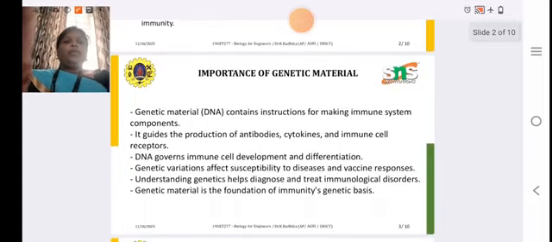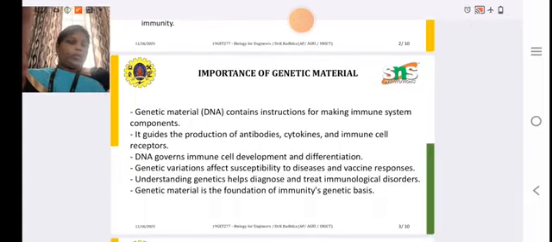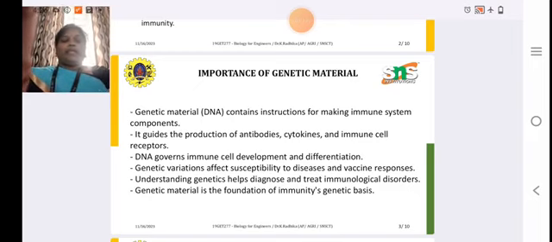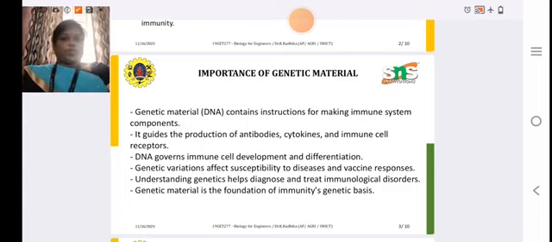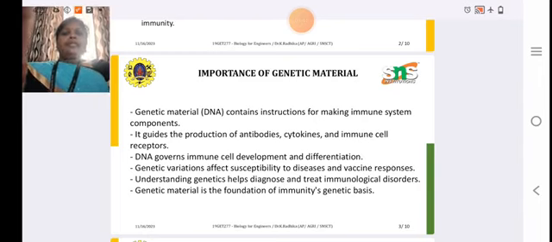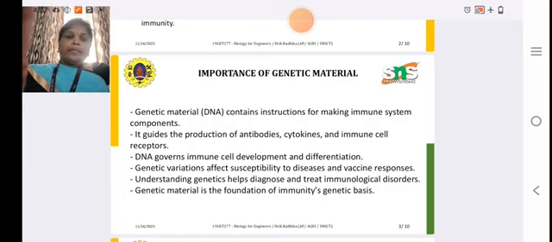So, let's see the importance of genetic material. What are the importances? Genetic material, for example DNA, contains instructions for making immune system components. It guides the production of antibodies, cytokines, and immune cell receptors. DNA governs immune cell development and differentiation. Genetic variations affect susceptibility to disease and vaccine responses. Then, understanding genetics helps diagnose and treat immunological disorders. This genetic material is the foundation of the genetic basis of immunity.